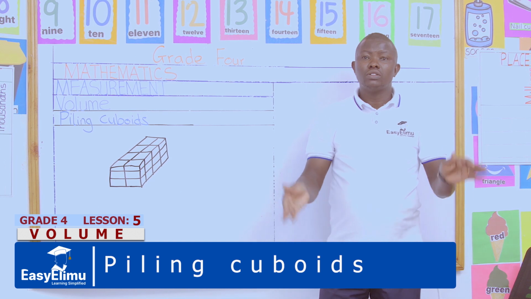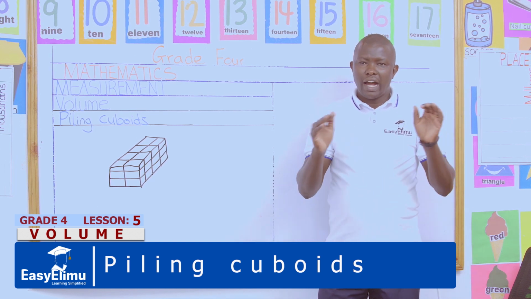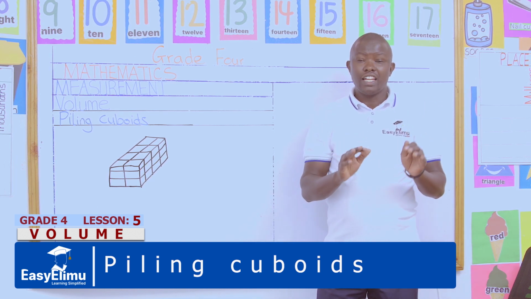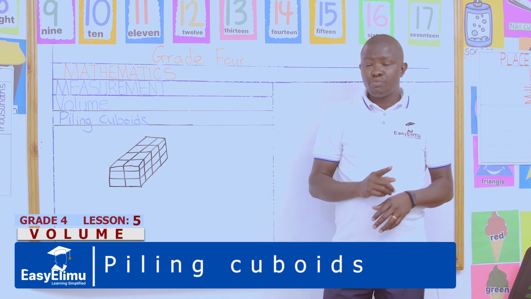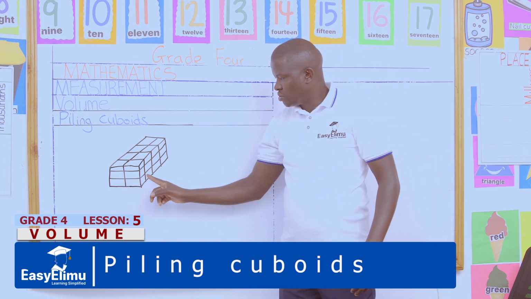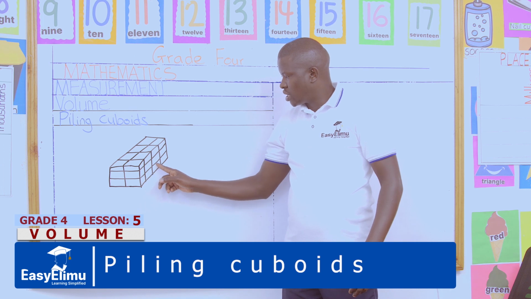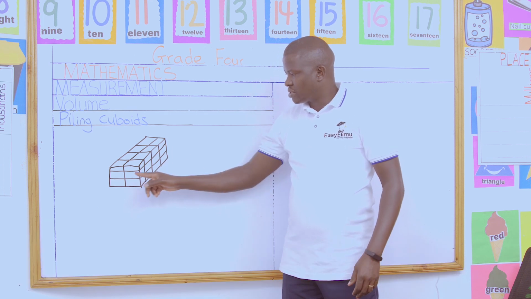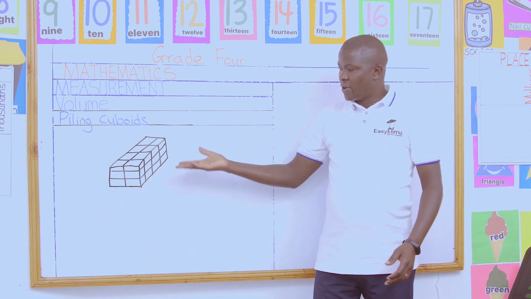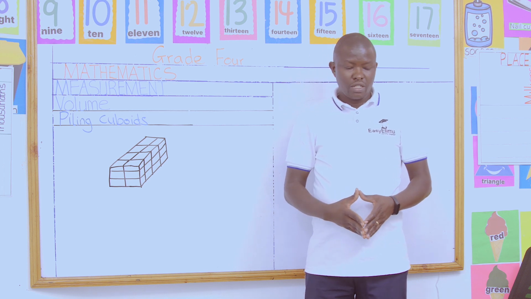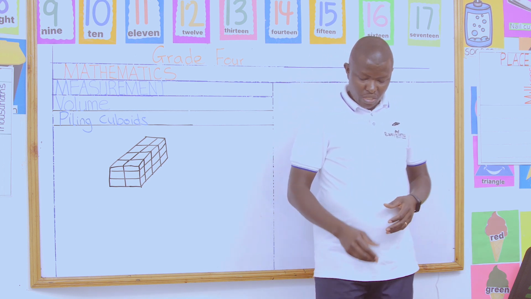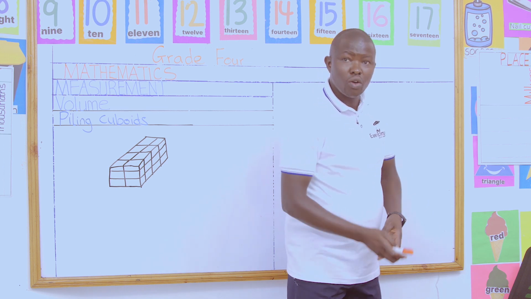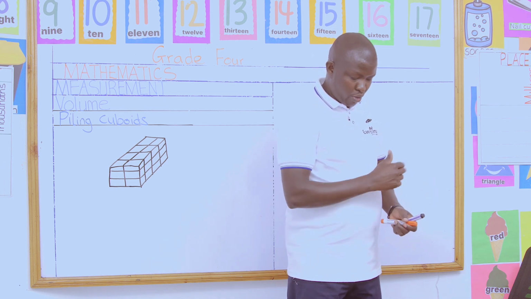After the first layer, we add another layer, and our layers were of 8 cubes each. They were of 8 cubes each, and they were 3 layers. This is how we arrange our cubes to form a cuboid.